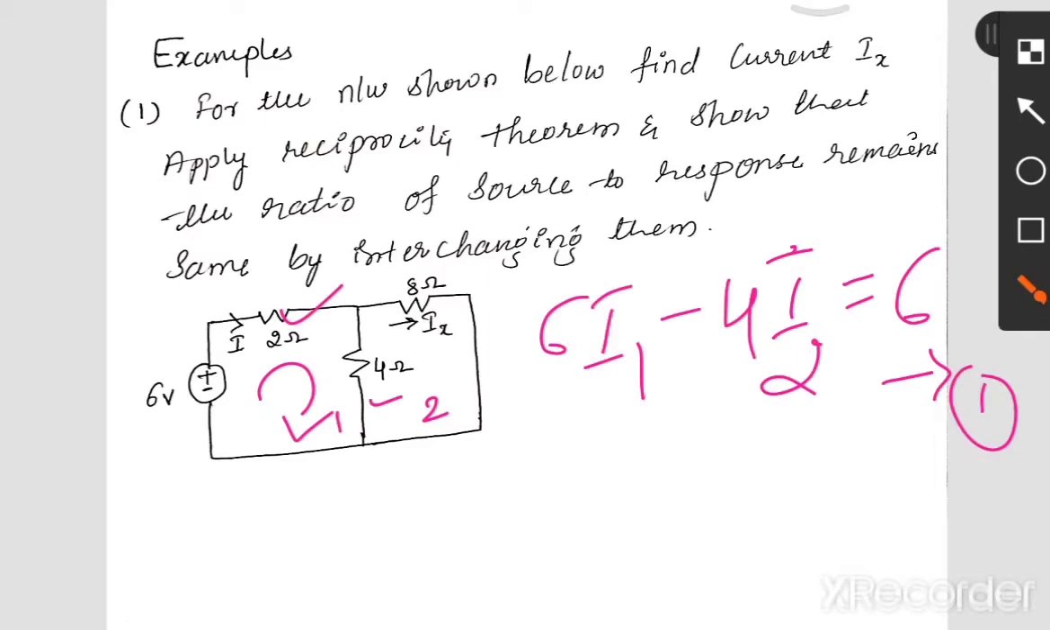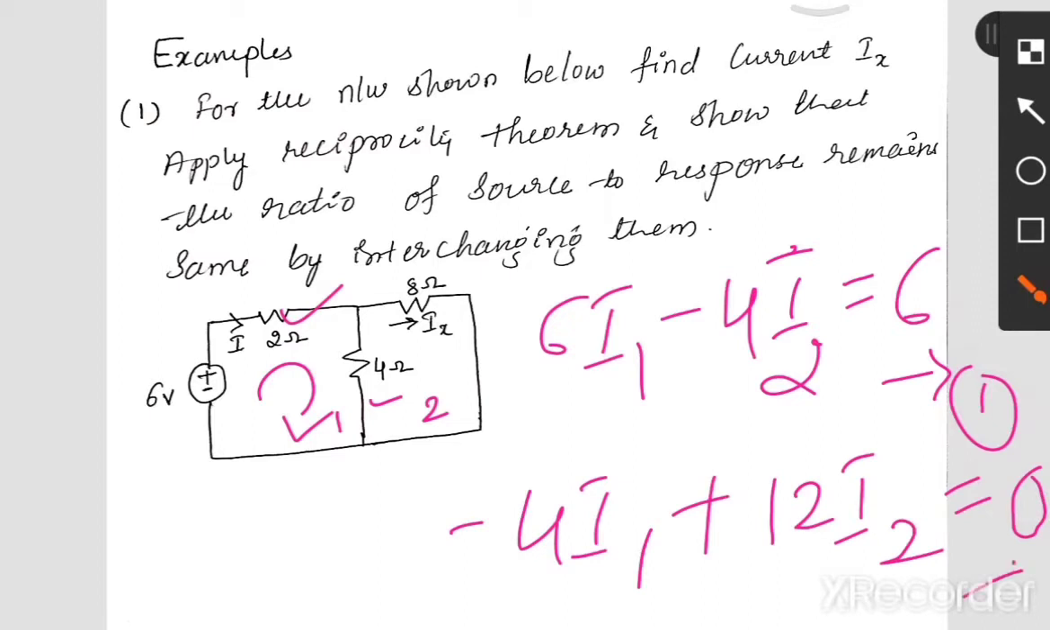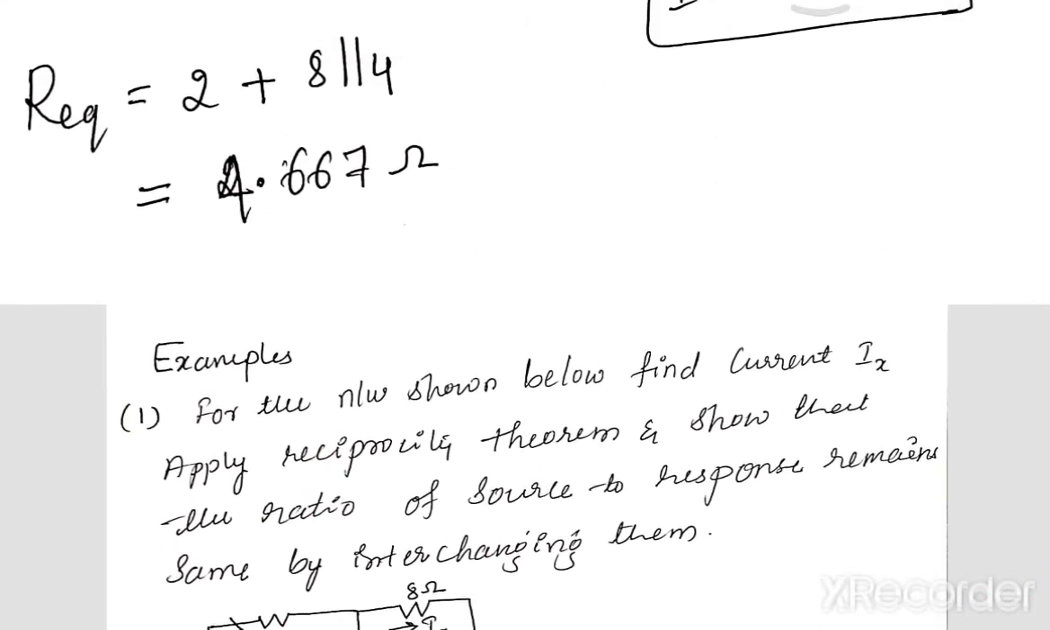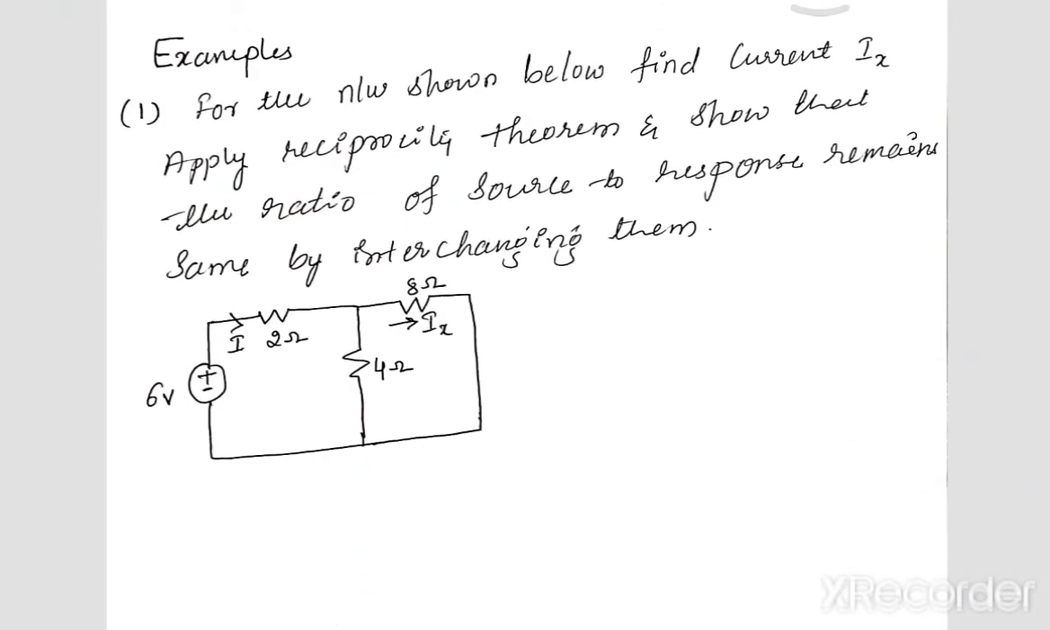Okay, so the second equation is minus 4 I1 plus 8 plus 4 is 12, I2 equal to 0. These two are your equations. You can solve for I1 and I2. Once you get the I2 value, that is nothing but your Ix. Or you can go by Ohm's law as we have explained.